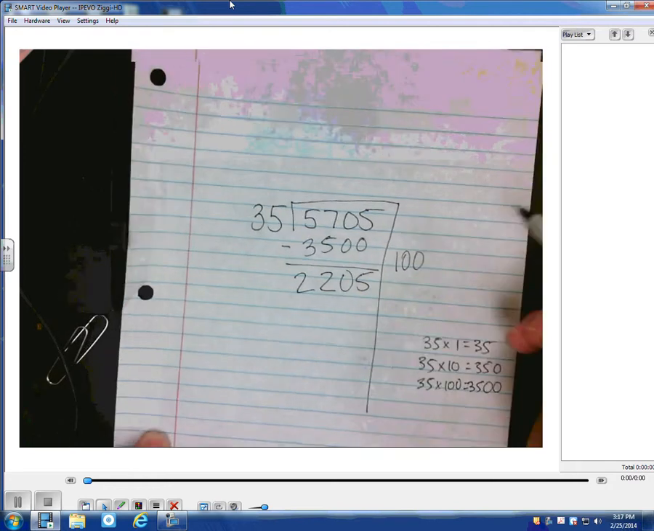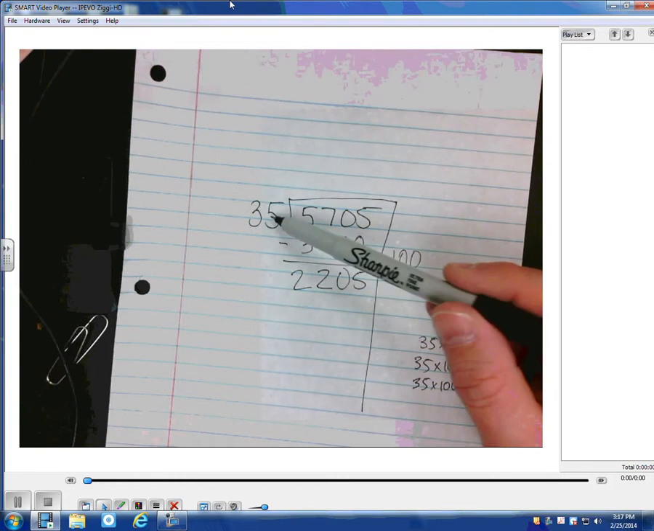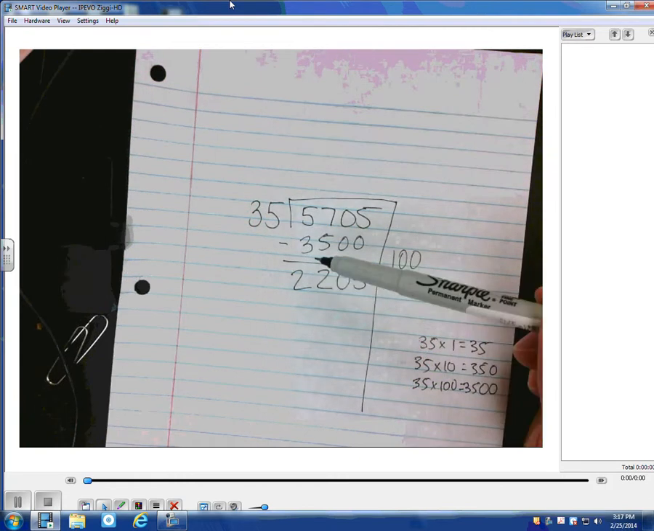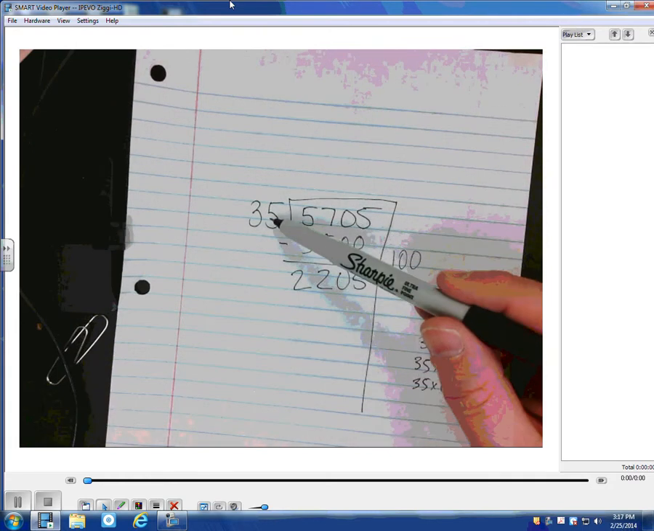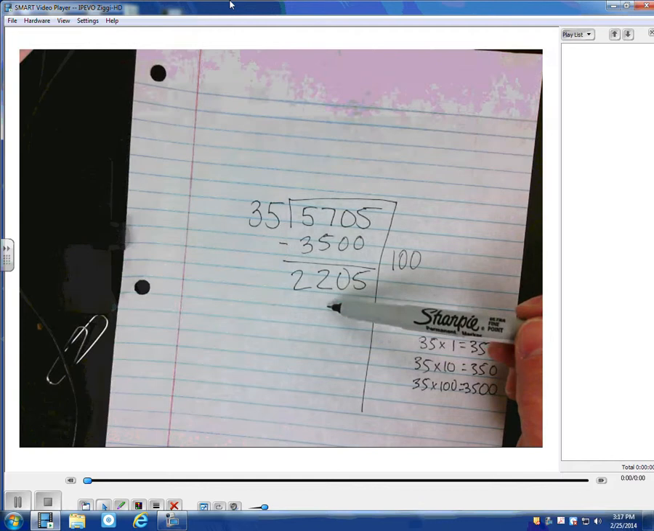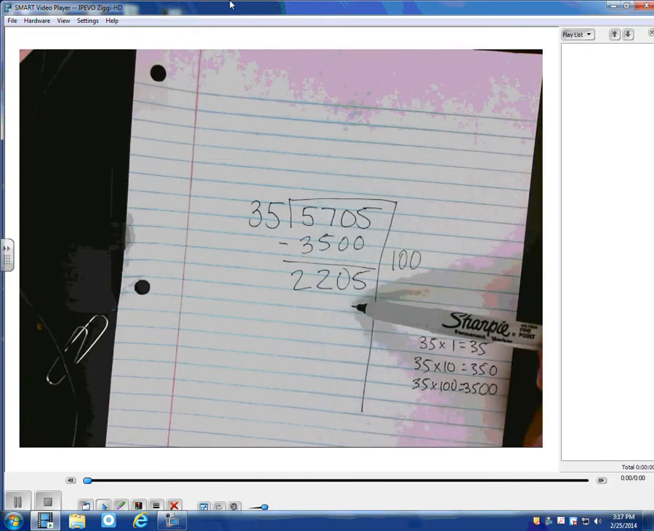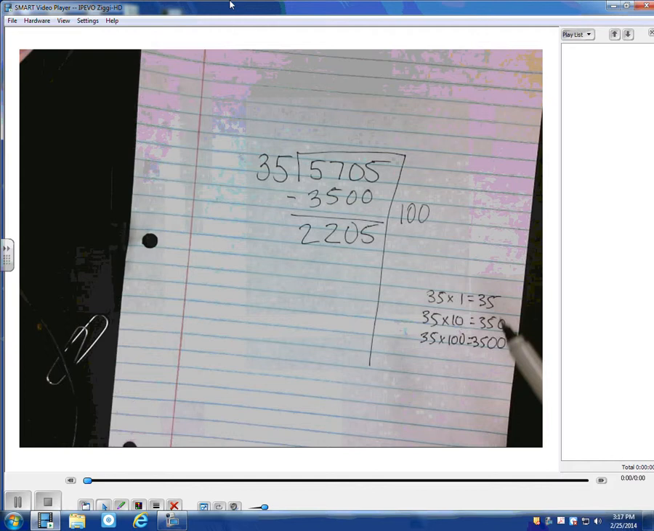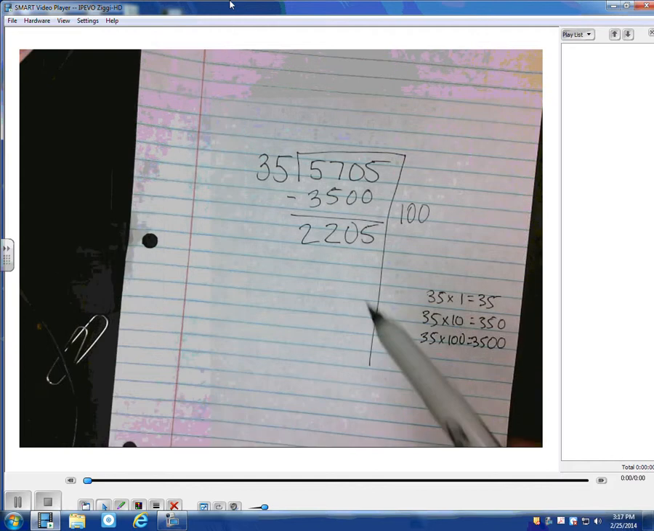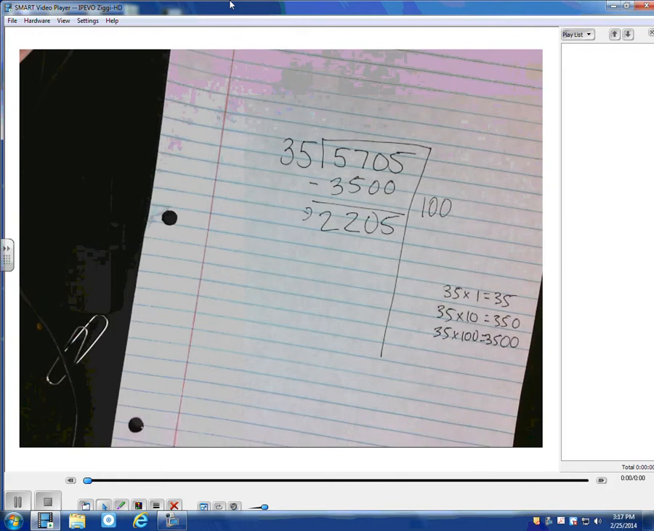So then I start that whole process over again. I ask myself, how many times can 35 go into 2? I can't do it. How many times can 35 go into 22? I can't do that. So how many times can 35 go into 220? And then you'll continue that same pattern as you go through the problem. I'm not going to finish this problem for you, but you're going to follow those same steps. Now you're just dealing with this number here. So that's number 3.